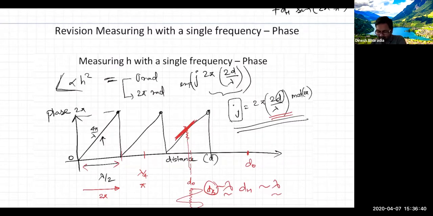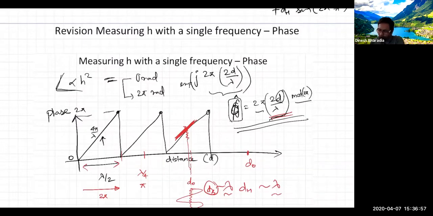Anyways, I think I'm just going to overwrite on this. This is going to be called phi, okay? So that we all have an understanding. And remember, phi is measuring this 2 pi 2d over lambda, its phase, with the modulo of 2 pi, okay?